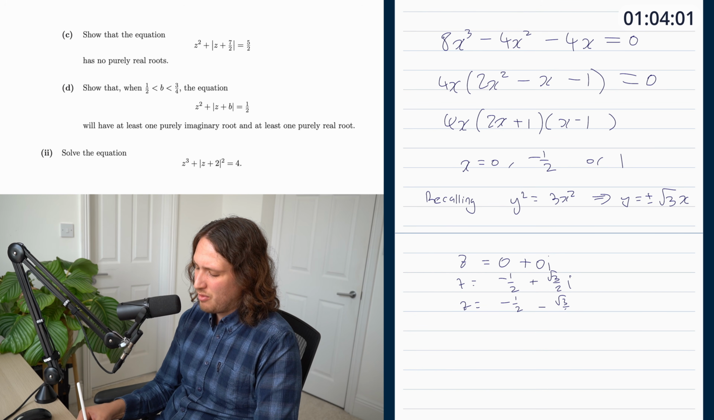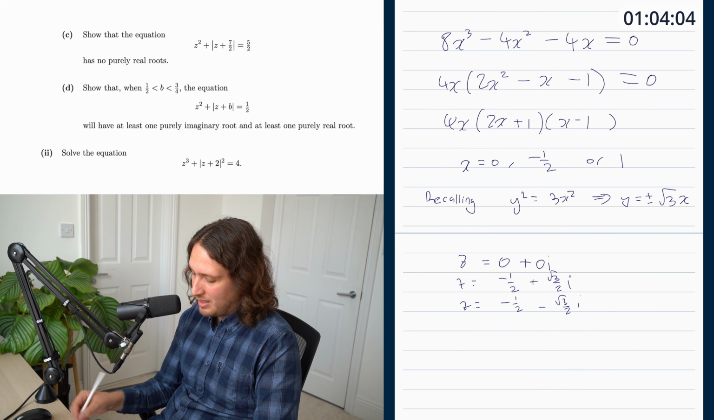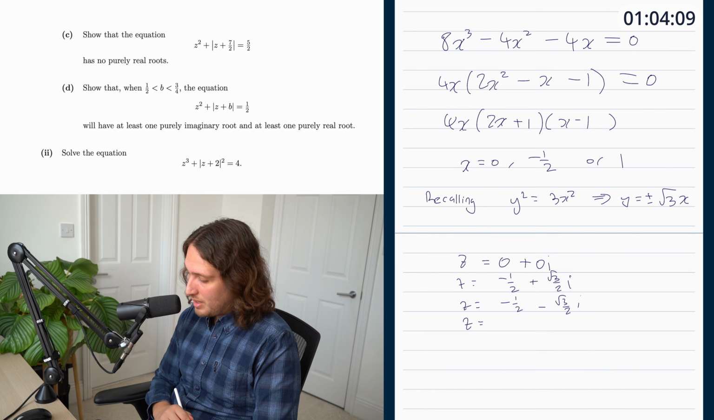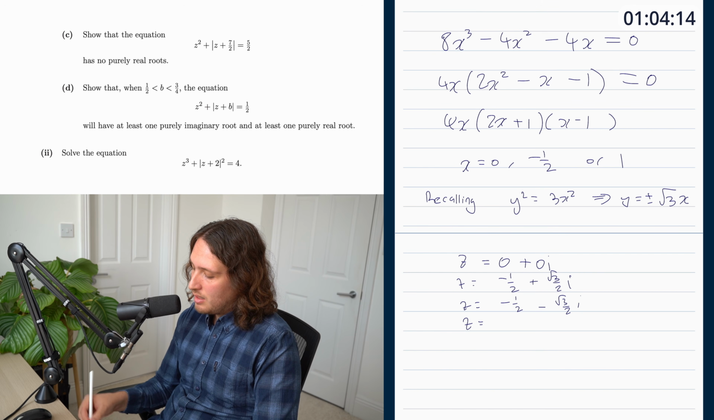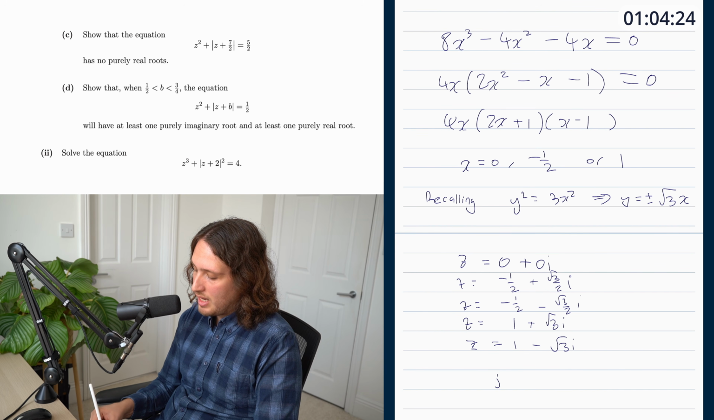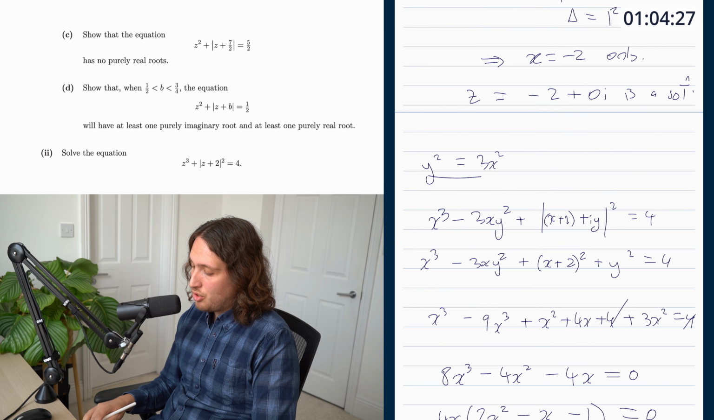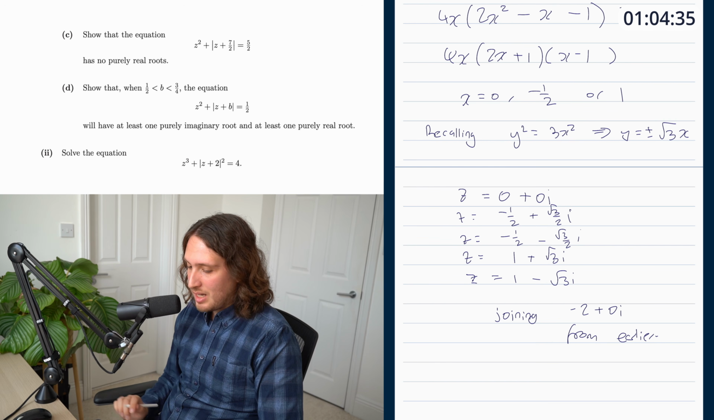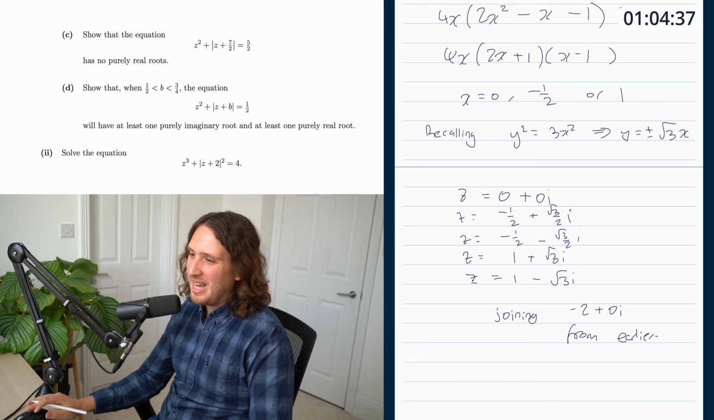So these look like the third roots of unity, and if we really had our wits about us, we probably could have used that somehow. But equally, it's step 2, so they're not expecting us to know about that stuff. And then if x was 1, I get 1 plus root 3i and 1 minus root 3i, which is then going to join -2 plus 0i from earlier. And as a quick sanity check, z equals 0 clearly does work. Okay, we'll come back to that bit from D.